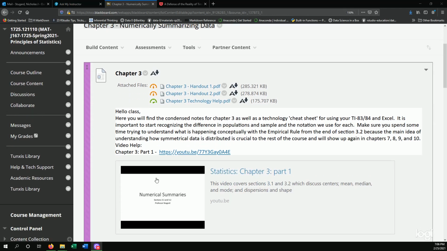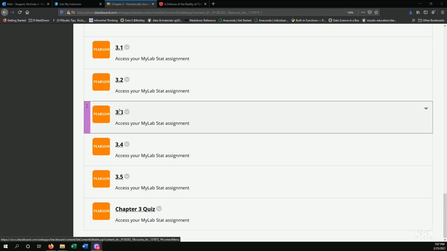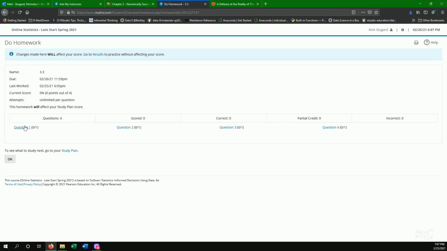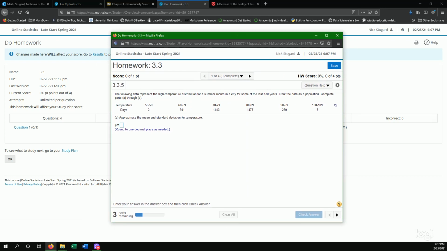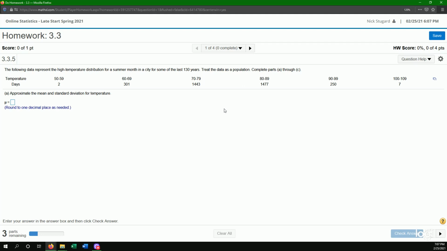Now in this case, the homework question we're going to be looking at is from Chapter 3, Section 3.3, and it's going to be our very first question. Our very first question gives us data that represents the high temperature distribution for a summer month in a city for some of the last 130 years. And I want to treat the data as a population. The first thing it's asking me to do is approximate the mean and standard deviation.